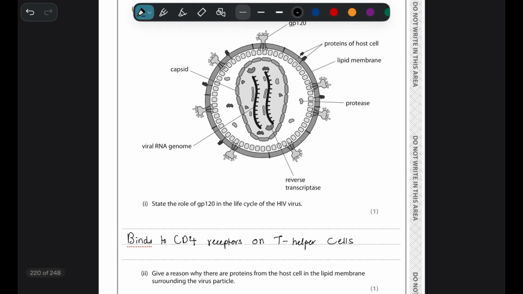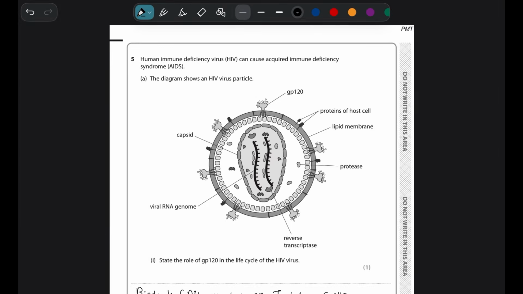The next question is, give a reason why there are proteins from the host cell in the lipid membrane surrounding the virus particle. You can see the way they've drawn it, you've got the lipid membrane just outside it here, and you can see proteins from the host cell are there. In terms of the reasoning for that, I would have said, okay, I'm still thinking about the HIV life cycle.